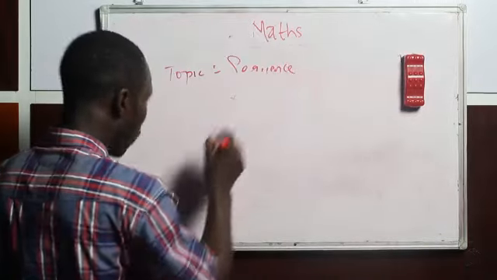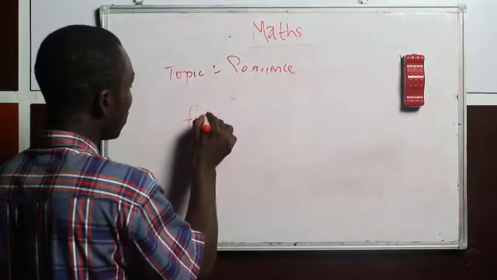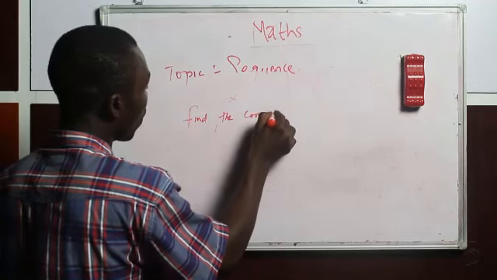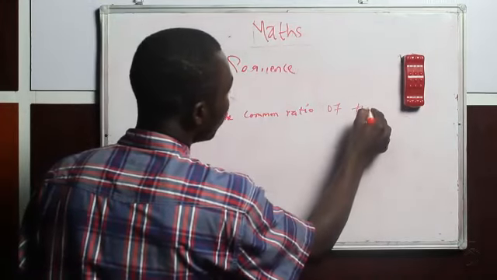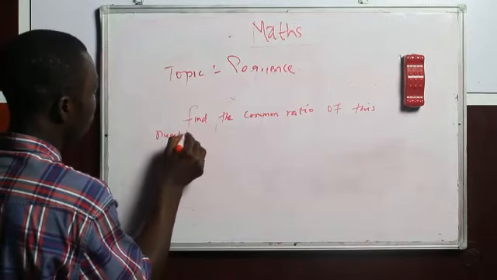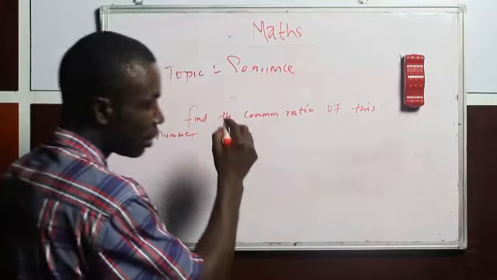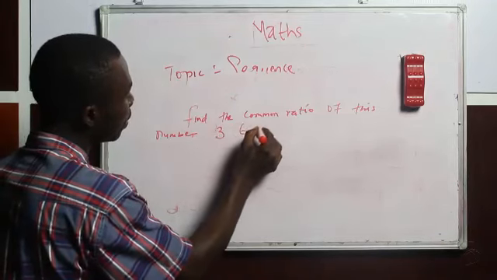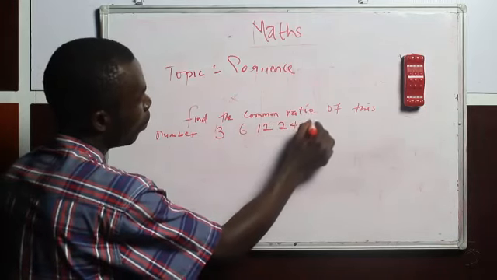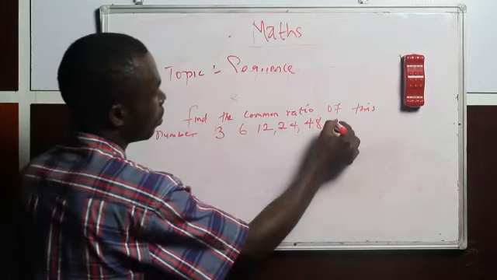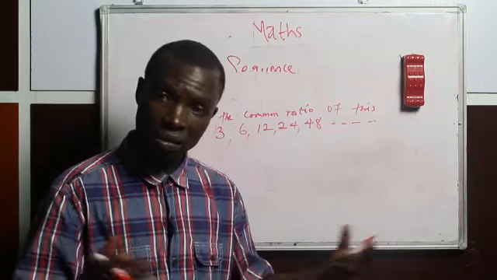Example 2. Find the common ratio of this sequence: 3, 6, 12, 24, 48, and so on.